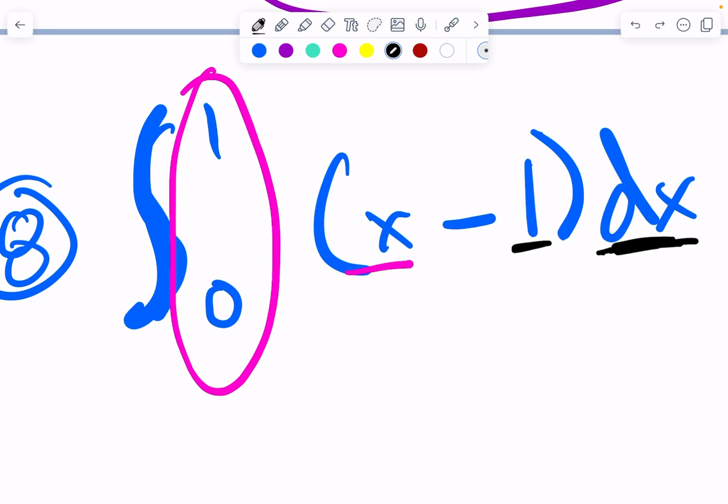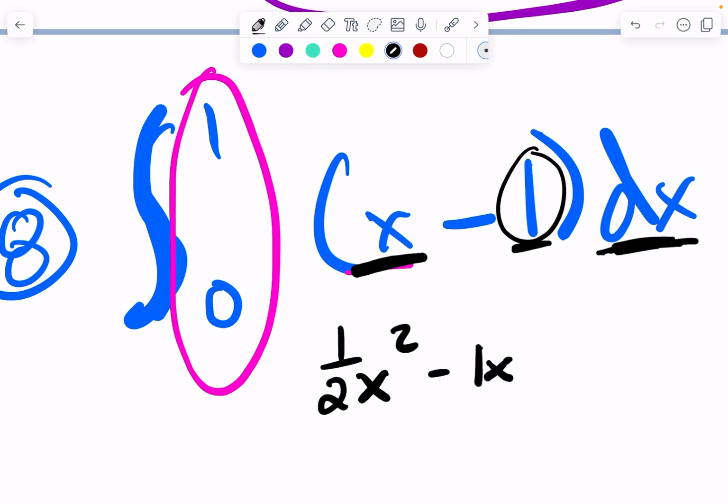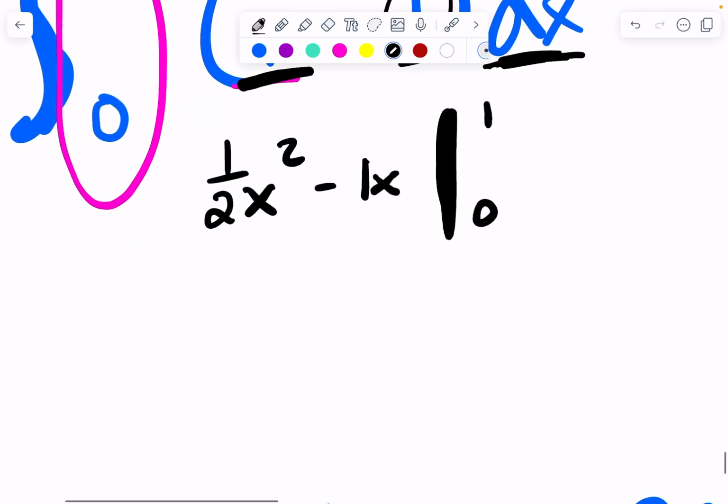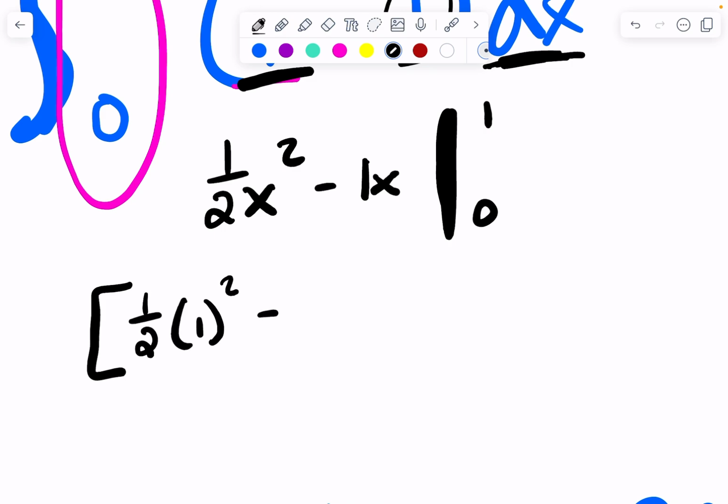Don't do that. Okay? So the antiderivative of x is 1/2 x squared. The antiderivative of -1 is minus 1x. And I'm going to use my notation so I know that I plug in 0 and I plug in 1. And I'm plugging 1 in first, right? The top number goes in first. Not the bigger number, but the top number. Minus what I get when I plug in 0.